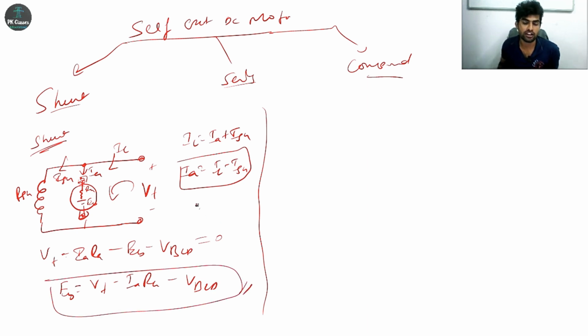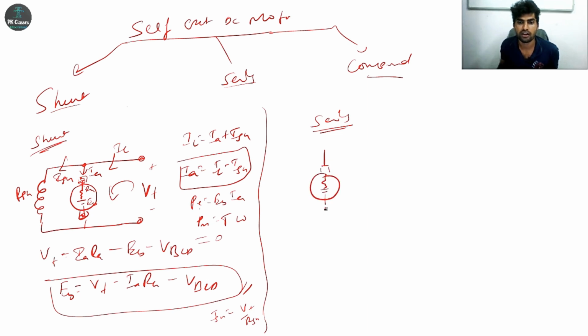If you want to calculate mechanical power or electrical power, it is equal to EB into IA, and mechanical power is T into omega. What about ISH? ISH is equal to VT by RSH. Right? Next we'll see series motor. Field winding is in series with the motor. So this is armature having armature resistance and EB. Field winding is here, in series with the armature, supply is VT, this direction.